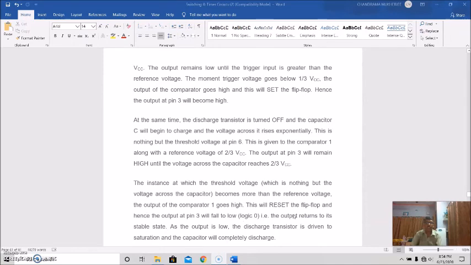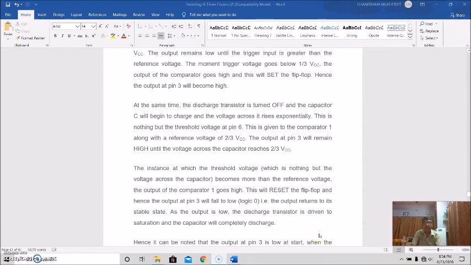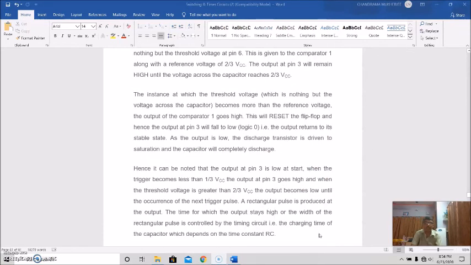So the instant at which the threshold voltage, which is nothing but the voltage across the capacitor, becomes more than the reference voltage, the output of comparator 1 goes high, and this will reset the flip-flop, and hence the output at pin 3 will fall low. That is logic 0. That is, the output returns to its stable state. And as the output is low, the discharge transistor is driven to saturation, and the capacitor will completely discharge.